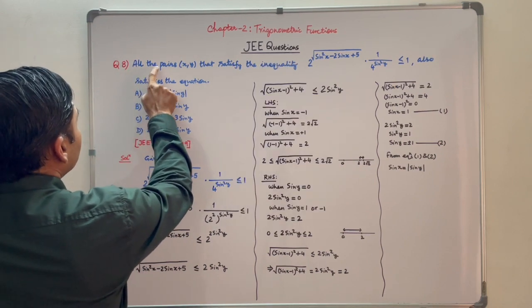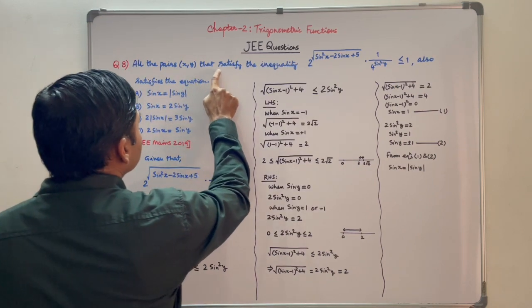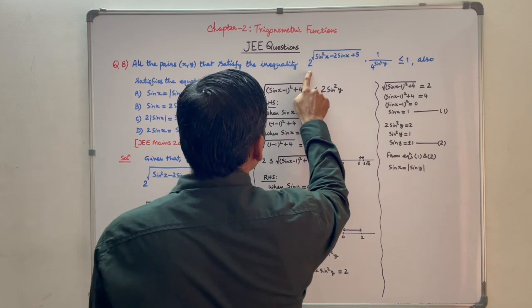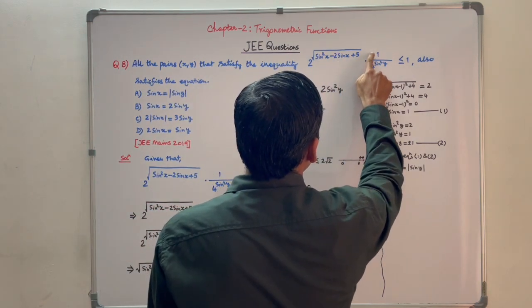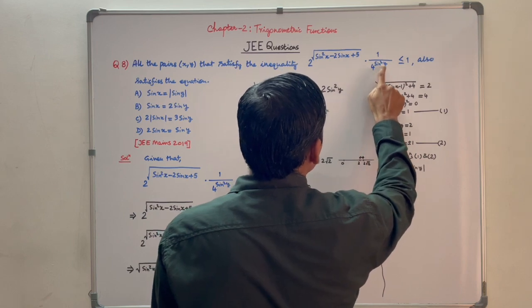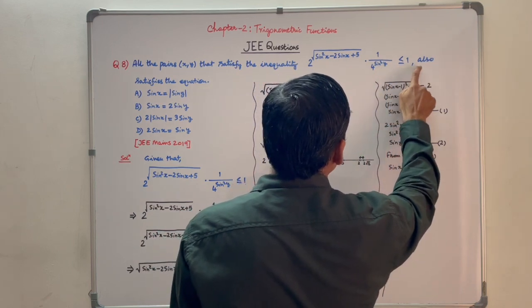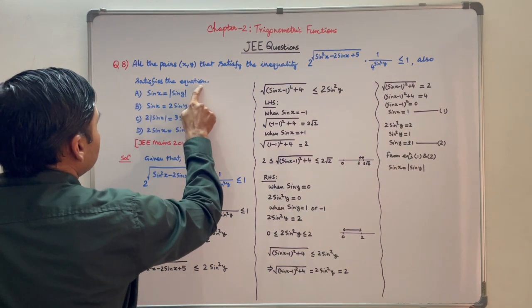Eighth question, all the pairs x comma y that satisfy the inequality 2 to power under root sin square x minus 2 sin x plus 5 into 1 by 4 to power sin square y is less than or equal to 1 also satisfies the equation.